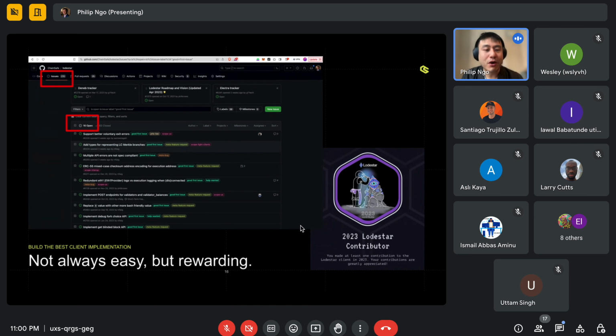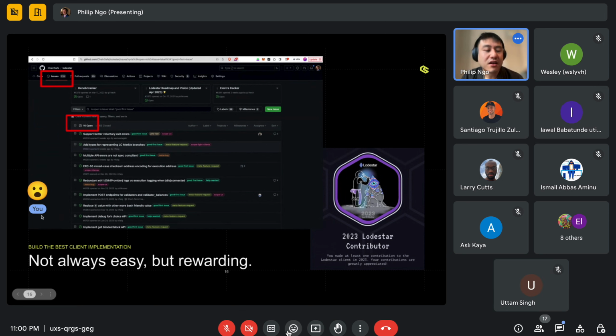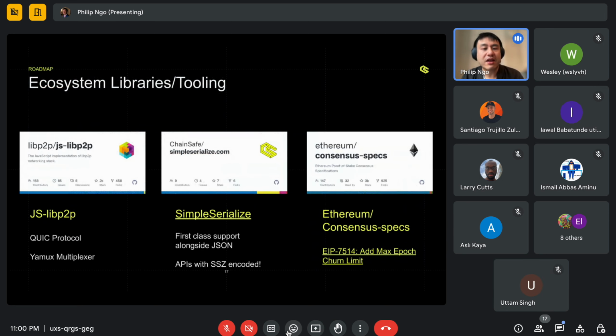You can get cool Git POAPs like this 2023 Lodestar contributor badge. Basically, making PRs in our repo will qualify you for stuff like that. And then I'll go into our issues a little bit just to give you a high-level view.